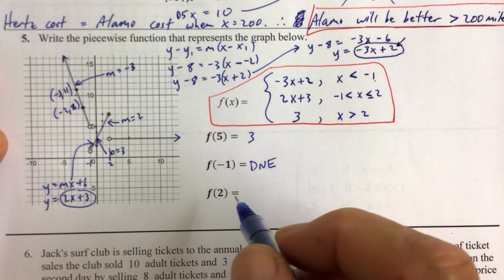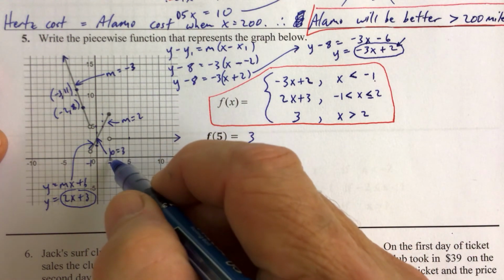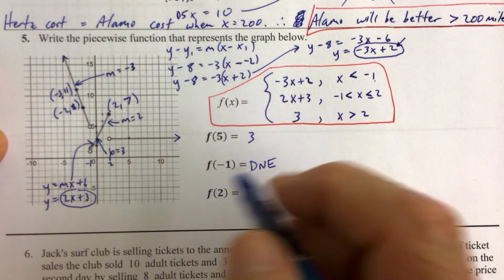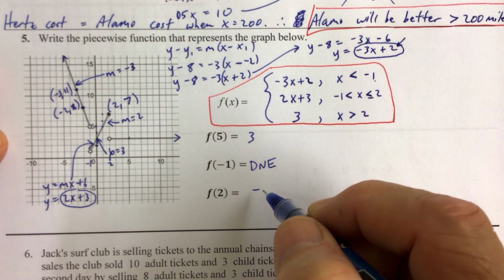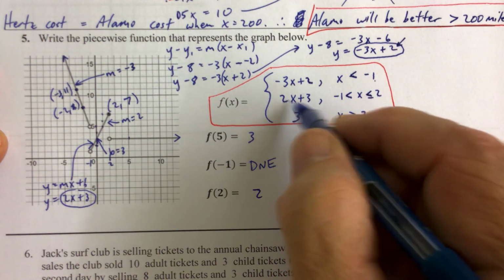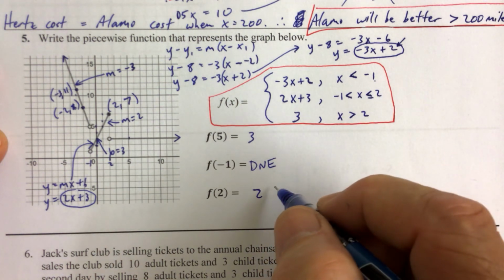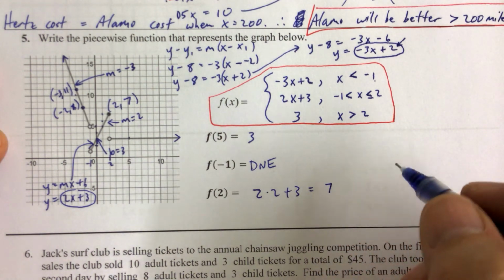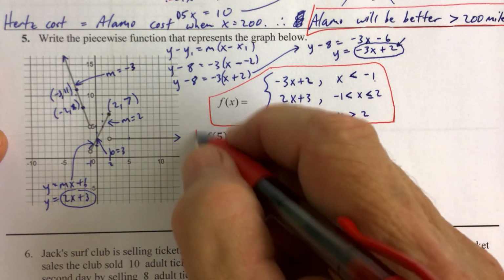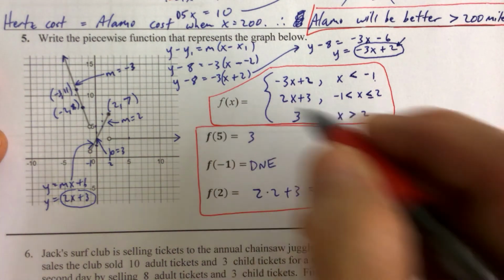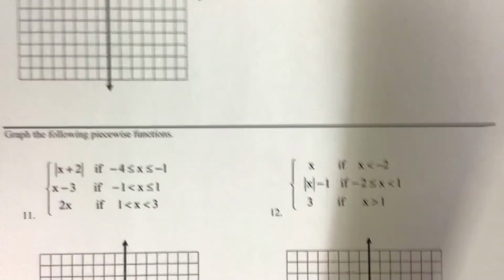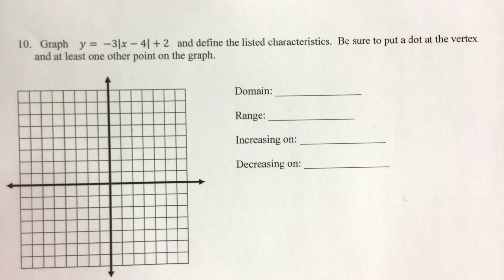And then finally, what is f of 2? Well, you could look at the graph. We could see that the y coordinate is 7. Or we could plug 2 into the second piece because 2 is less than or equal to 2. So we would multiply 2 by 2 and add 3 and we get 7. So there you have it. Just reminding you that the only concepts being tested on Wednesday are piecewise functions and graphing absolute value functions.